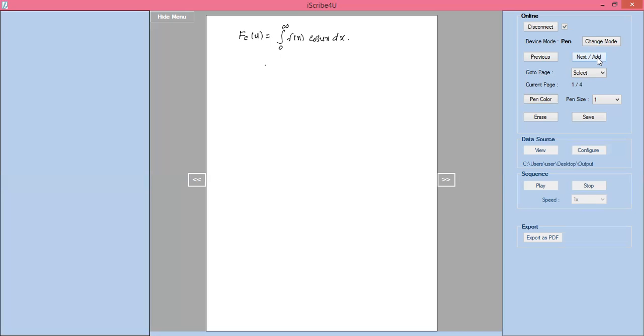Now here, the integral from 0 to infinity of f of x, which is e power minus alpha x into cos ux into dx. Now we use the formula. So what is that formula? We know that the integral of e power ax into cos bx into dx is e power ax divided by a square plus b square, into a cos bx plus b sin bx. Now here a is minus alpha, b is u.